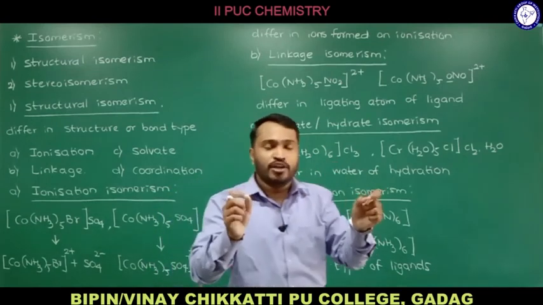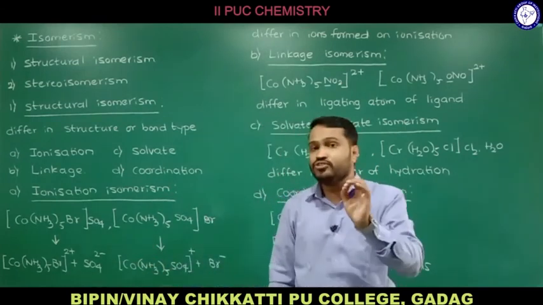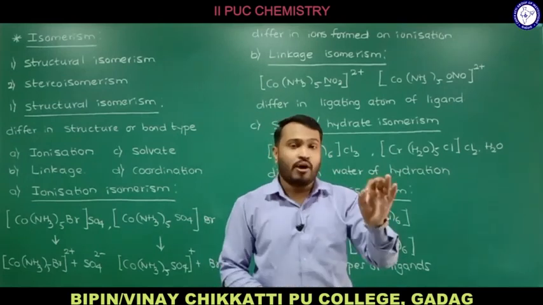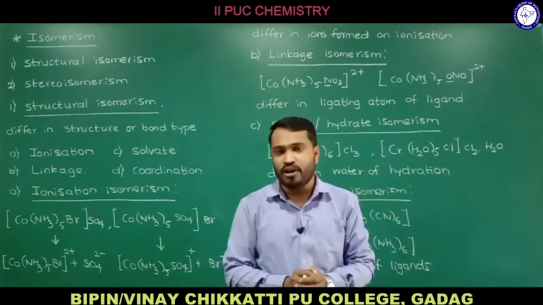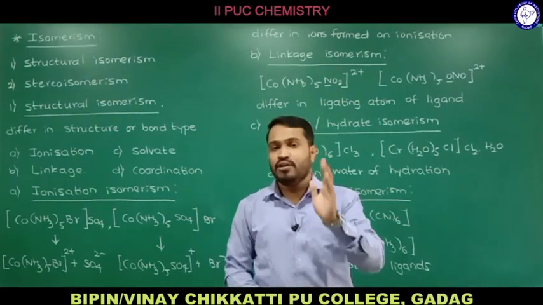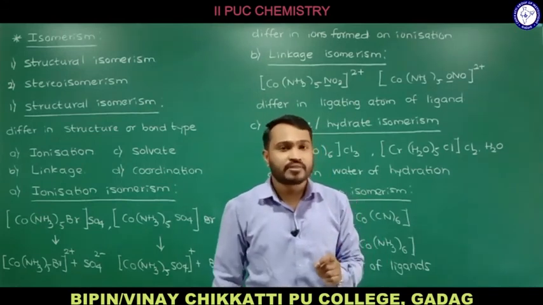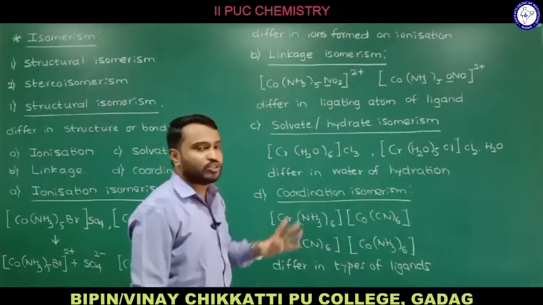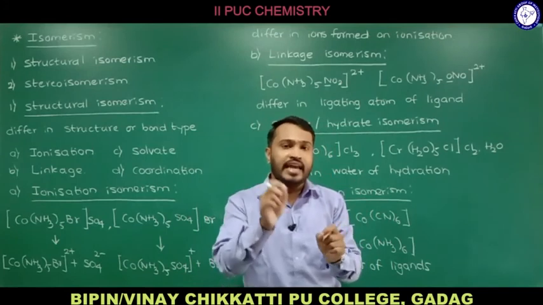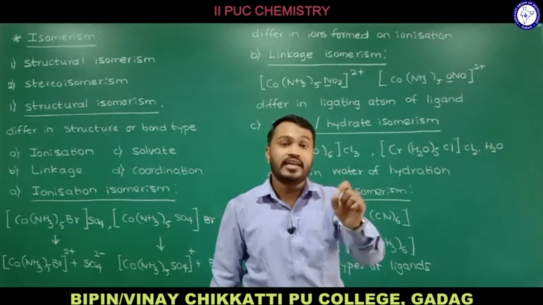But while defining, you should define in a systematic manner. One example I will give you. If you want to define ionization isomers and ionization isomerism, the statement you are supposed to write is: complexes having the same molecular formula but differing in ions formed after ionization are called ionization isomers, and the phenomenon is called ionization isomerism. In case of linkage isomerism, complexes having the same molecular formula but differing in the ligating atom of the ligand are called linkage isomers, and the phenomenon is called linkage isomerism.